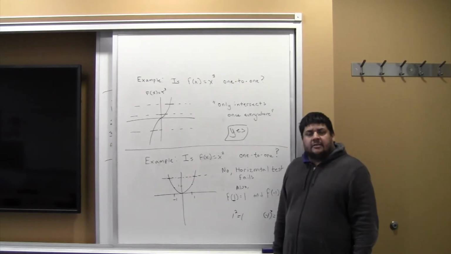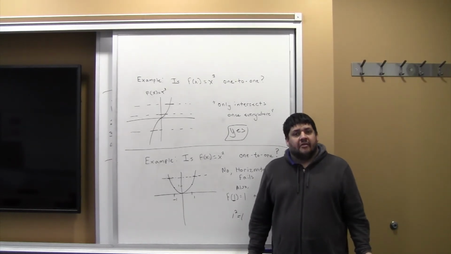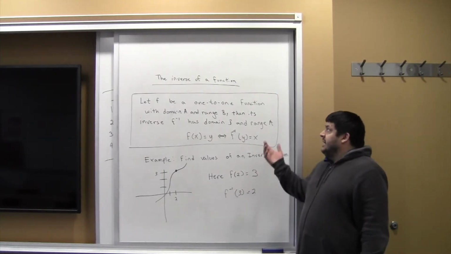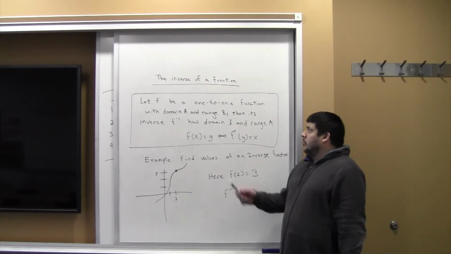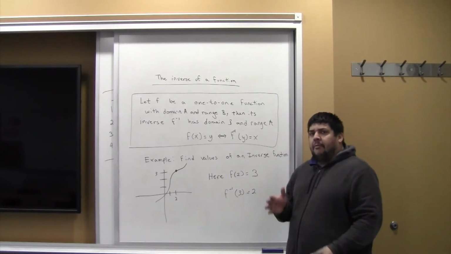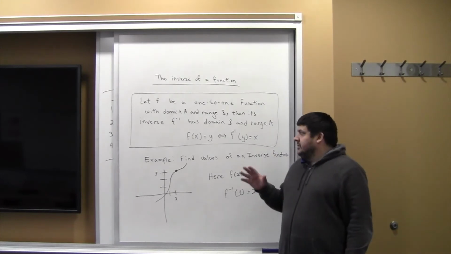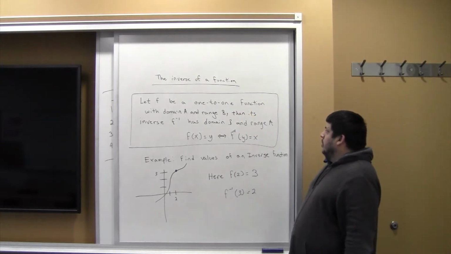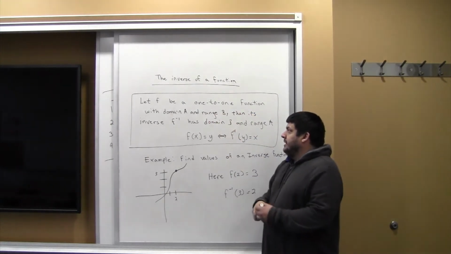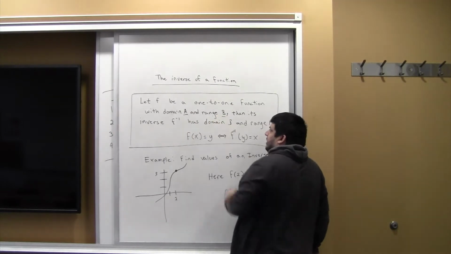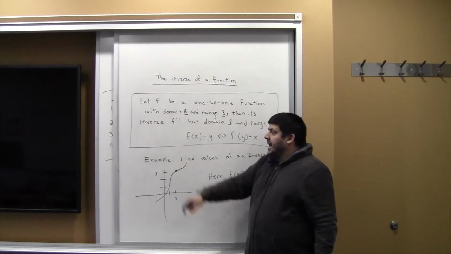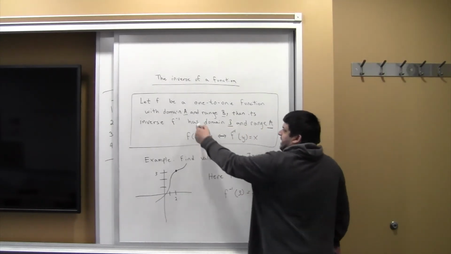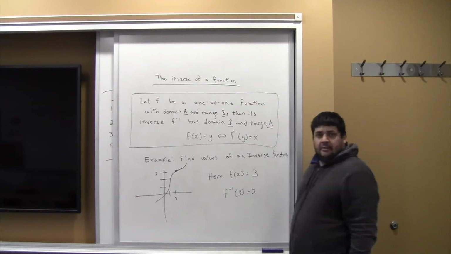Now let's look at some information about the inverse of a function. So here's the definition of the inverse of a function. We're going to let f be a one-to-one function. It's very important for the inverse to work that f needs to be one-to-one. Let f be a one-to-one function with domain A and range B. Then the inverse, which is denoted by f to the negative 1, has the domain B and the range A. Notice that they have just switched places.